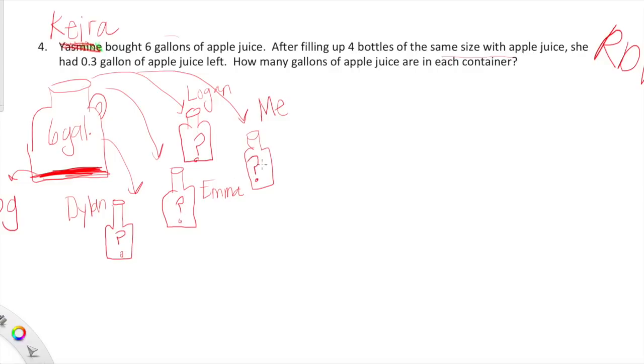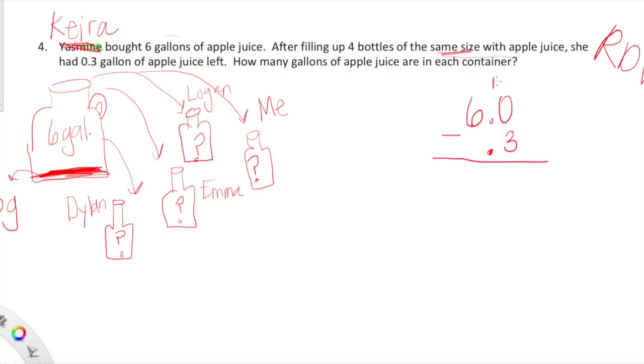We're all getting the same amount because each of these bottles, again, is the same size. So let's figure that out. First of all, I know that there's 0.3 gallons left in this 6-gallon jar. So we're starting with 6 gallons. Kira is going to have 0.3 gallons left in that 6-gallon jar. So let's go ahead and take 3/10 away from 6.